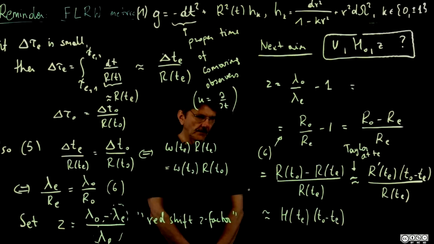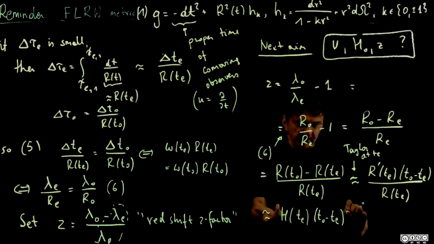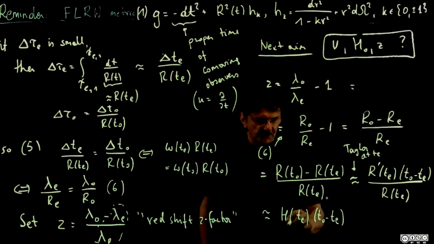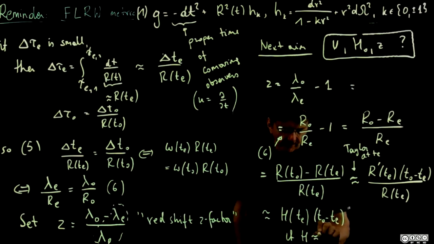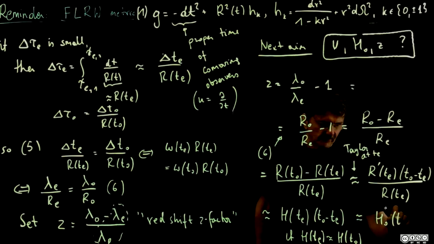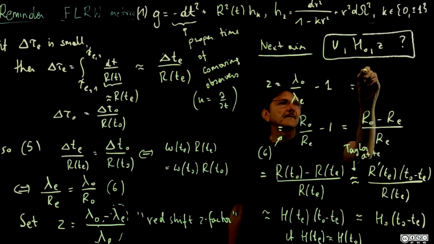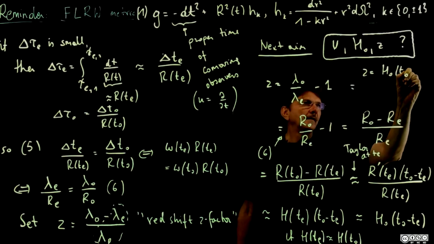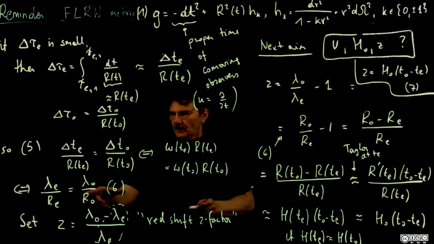And I could stop here, but now if the Hubble constant doesn't change much during the time, right, in other words, H of TE is about the same as H of T observation, then this is H0 times T0 minus TE. So this is going to be our equation 7. So Z is equal to H0 times T0 minus TE. Probably won't need this anymore.